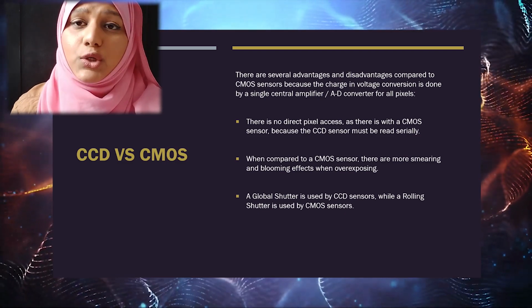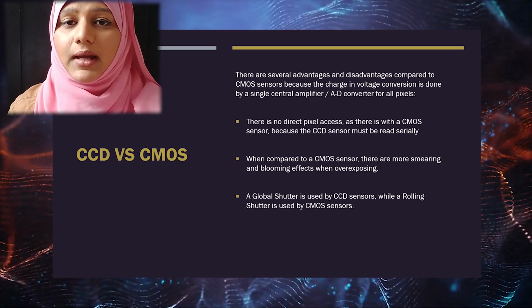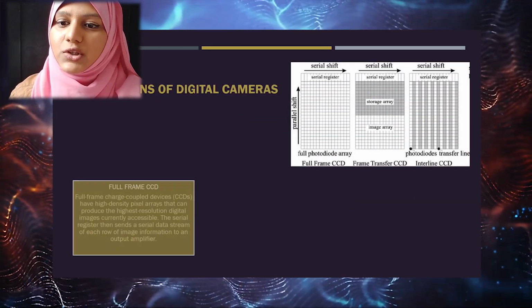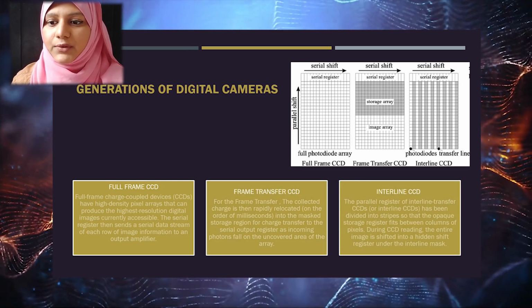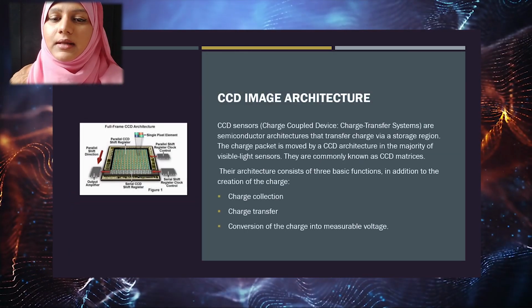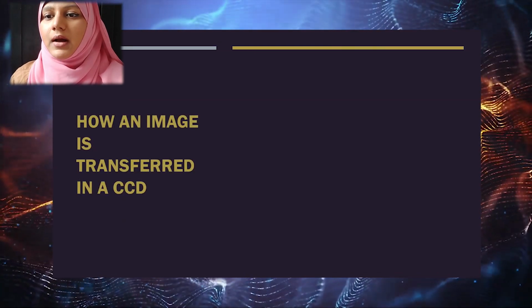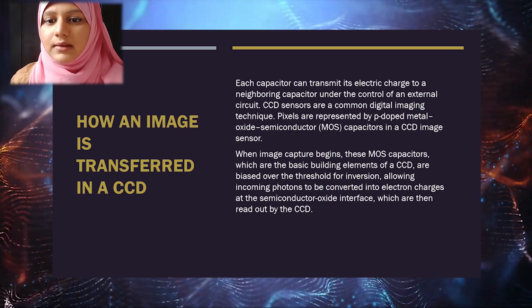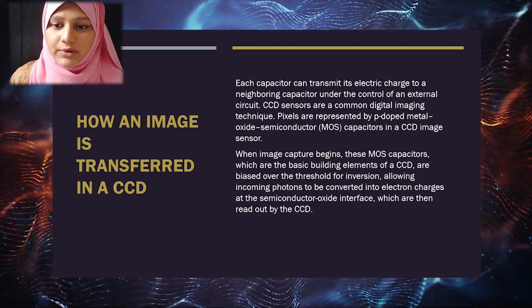CCD image sensors are useful in professional, medical and scientific applications that demand high quality image data. Then CCD image architecture. The architecture consists of 3 basic functions: number 1, charge collection; number 2, charge transfer; number 3, conversion of the charge into measurable voltage. The image here depicts the full frame transfer and interline transfer of CCD. How is an image transferred in CCD? When image capture begins, these MOS capacitors, which are the basic building elements of CCD, are biased over the threshold for inversion.